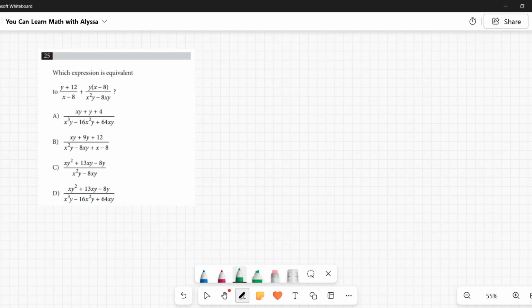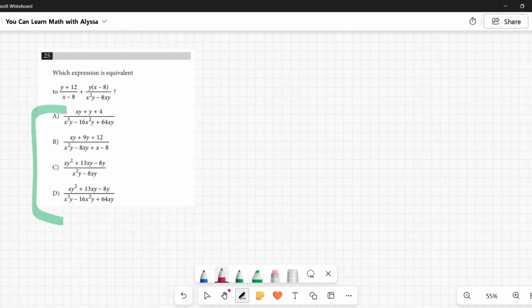Number 25, which expression is equivalent to (y + 12)/(x - 8) + y(x - 8)/(x²y - 8xy)? With these kinds of problems, when they say which expression is equivalent, I always recommend looking at my answers first. Kind of know where I'm going.